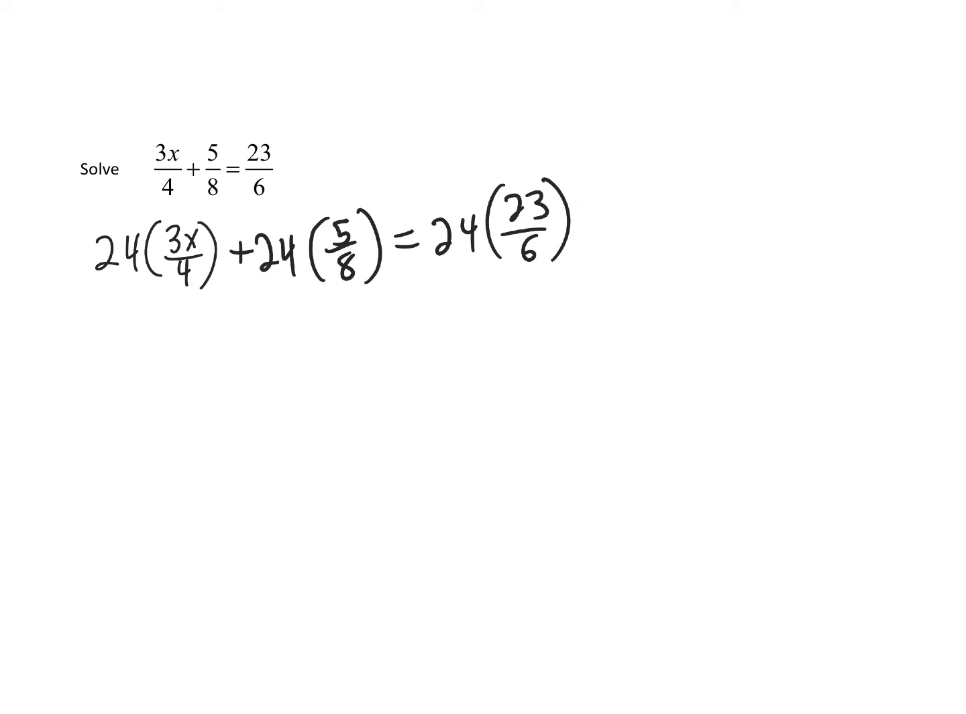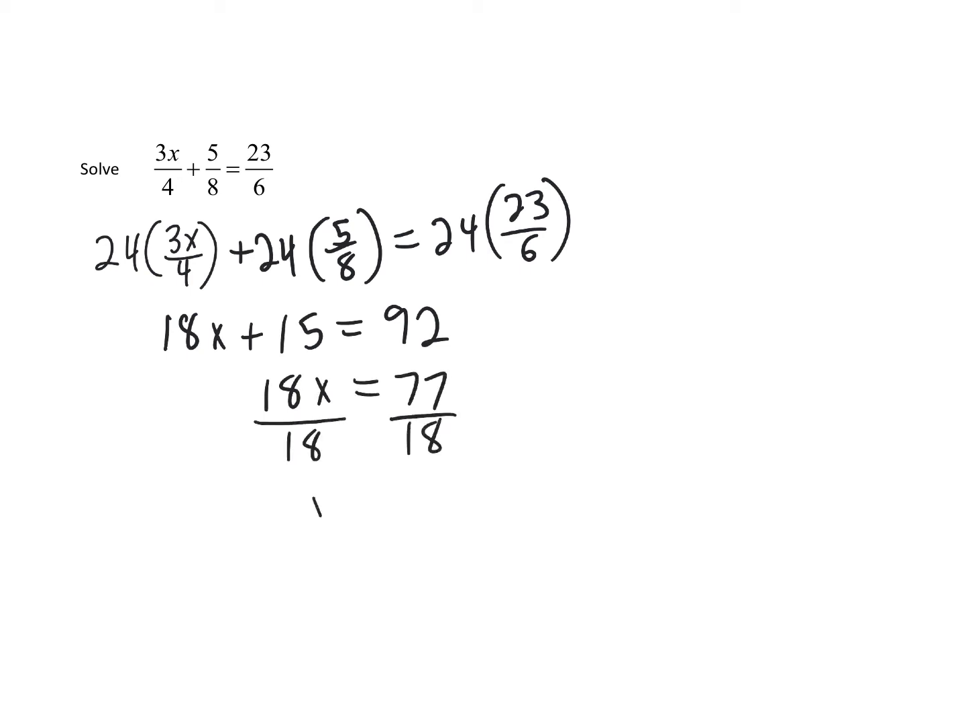And then we start simplifying. We get 18x plus 15 equals 92. Now it's just a linear equation that is fairly easy to solve. So 18x equals 77, divide by 18, and x is approximately 4.28.